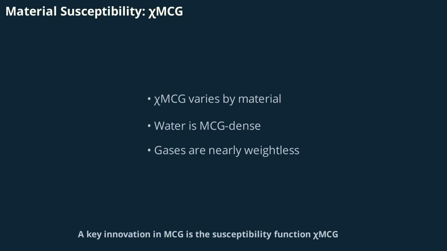A key innovation in MCG is the susceptibility function, chi-MCG. This parameter captures how different materials, like hydrogen, oxygen, or water, interact with the structured vacuum. For example, liquid water, with its high density and strong hydrogen bonding, has a large chi-MCG, making it heavy in Casimir gravity. In contrast, hydrogen and oxygen gases have low chi-MCG, feeling almost weightless in the MCG sense. This explains why storms and oceans, rich in water, exhibit strong MCG effects, while dry air does not.